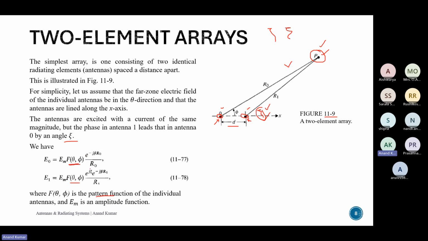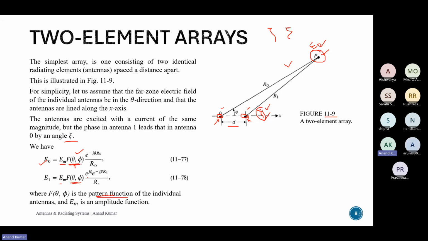So the far field expression, and in the previous class we had replaced the dependence on theta and phi with a pattern function, which is written over here, and this changes based on the excitation of your antenna. So E naught at this particular position due to the first element is written like this. We have the electric field magnitude as EM, pattern function F theta phi, and since both these elements are the same, we will have the same magnitude and the pattern function.